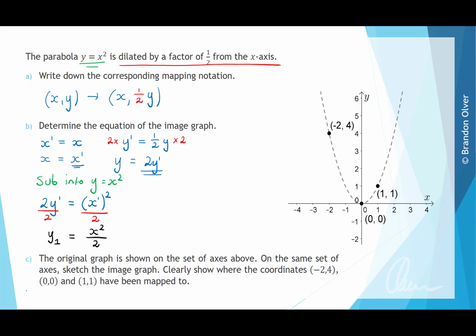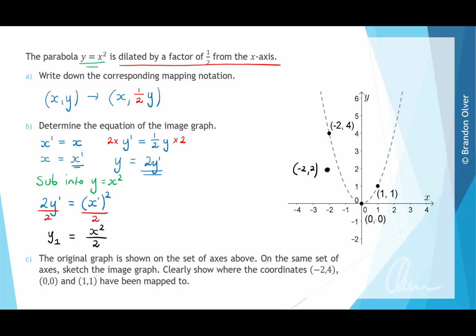So if we dilate by a factor of a half from the x-axis, that means our points are going to move halfway back towards the x-axis. So the point that was at (-2, 4) is now going to be at (-2, 2).